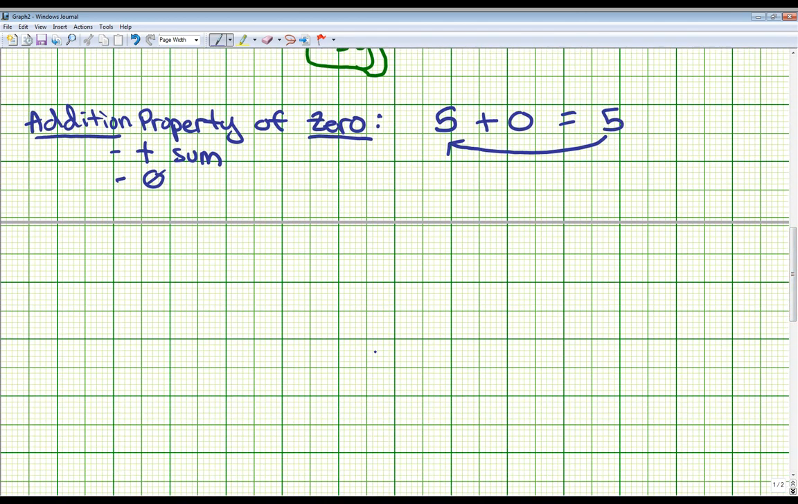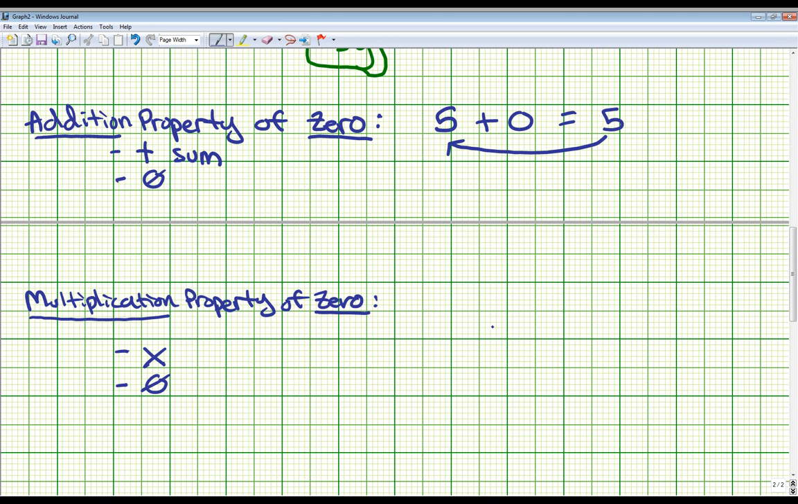And the next one is called the multiplication property of 0 and the multiplication property of 1. So let's get those two down. So the multiplication property of 0, we see the word multiplication, so we're going to be multiplying, and 0, meaning we're going to be multiplying by 0.